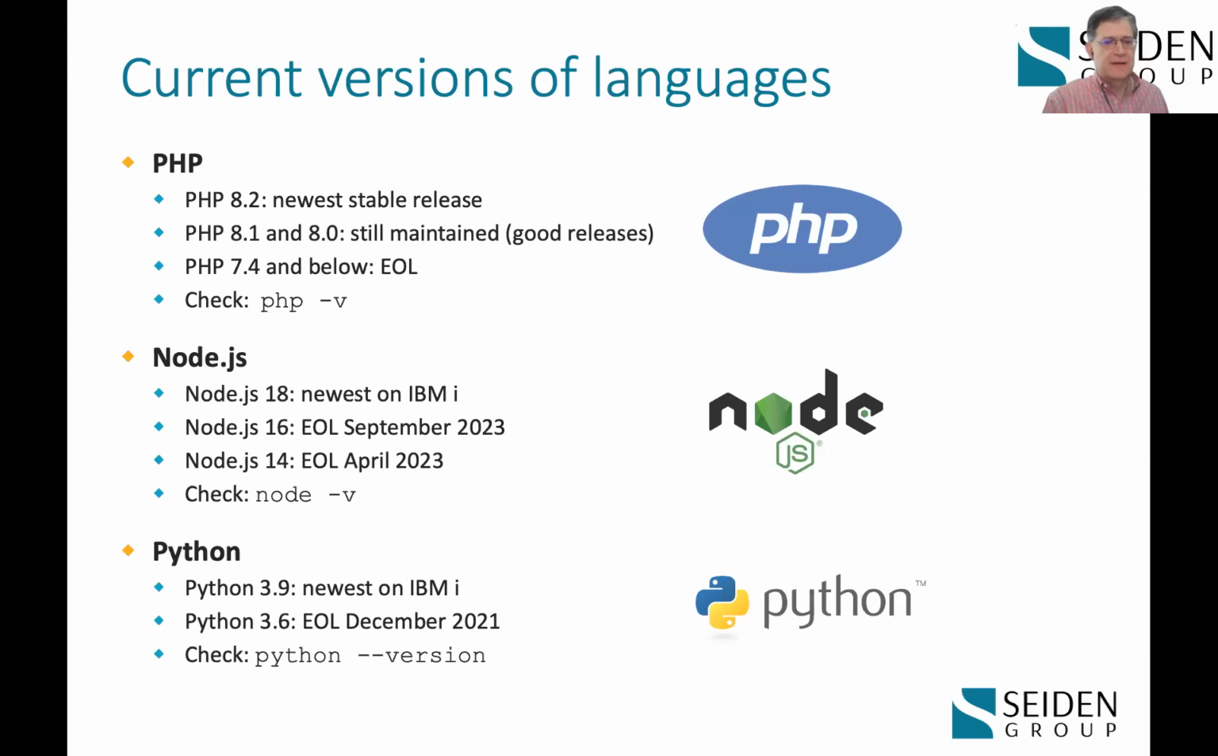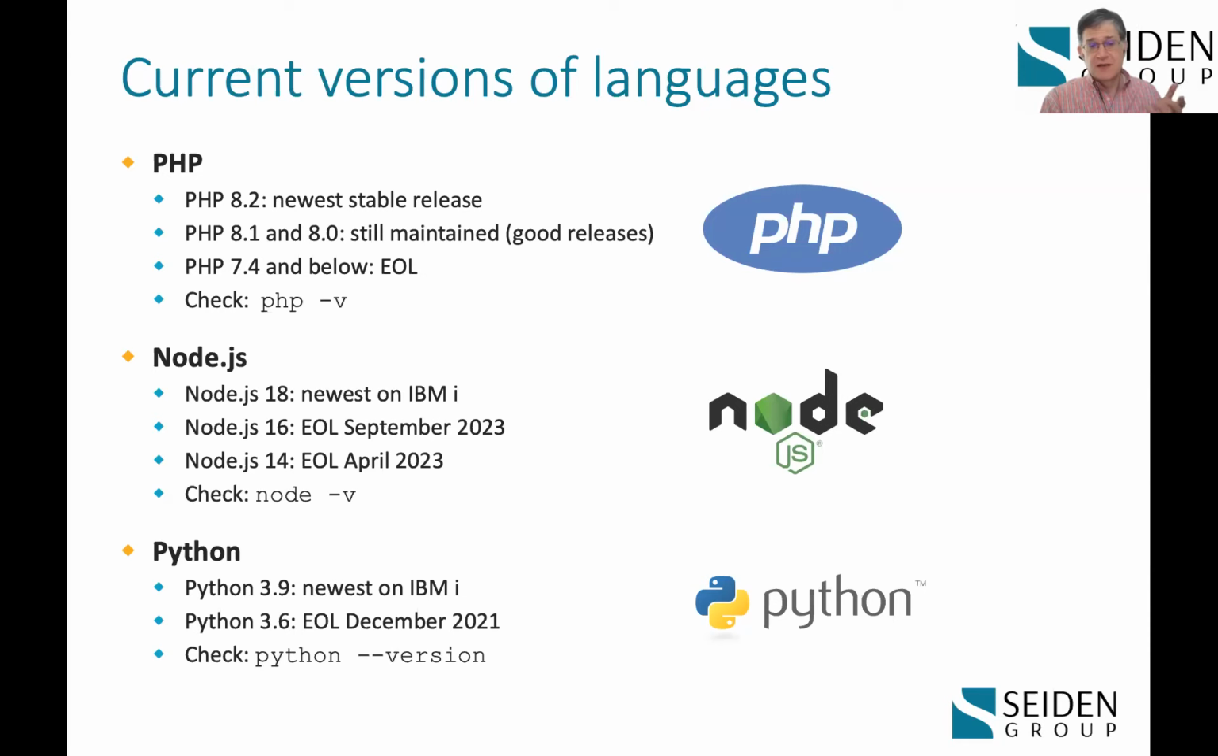PHP 8.2 is the newest stable release now. It's very good. 8.1 and 8.0 are also still fine, they're still being maintained. 7.4 and below, end of life. So maybe you have a vendor who may try to backport some fixes and things, but otherwise the PHP community is no longer maintaining those, end of life.